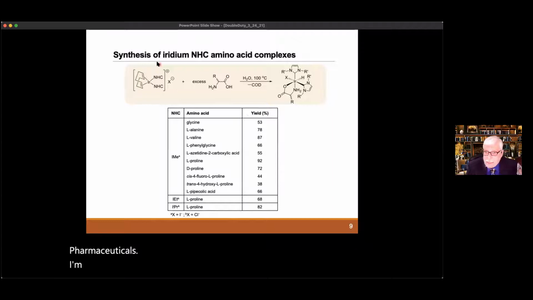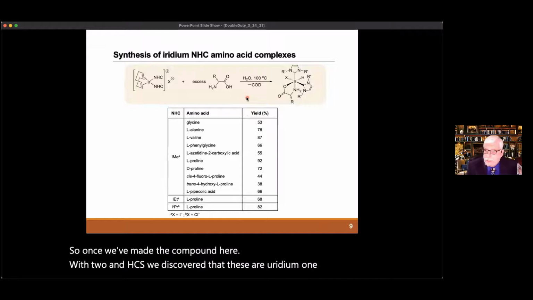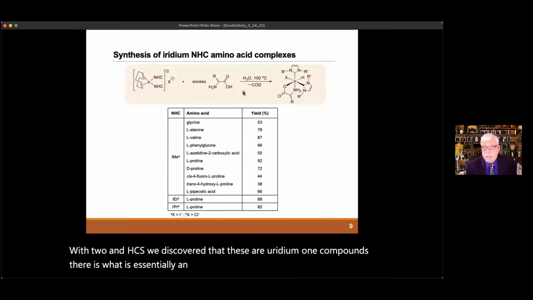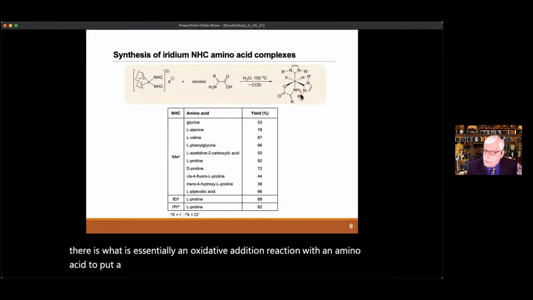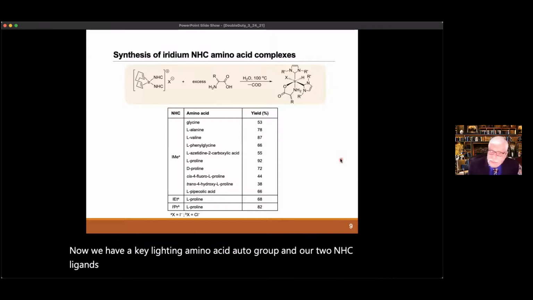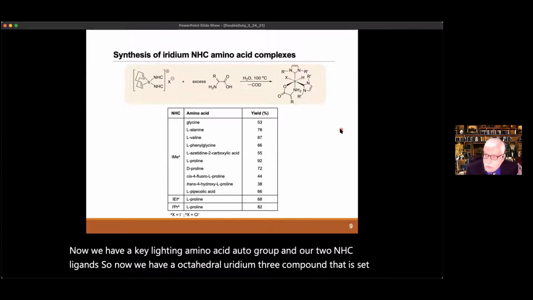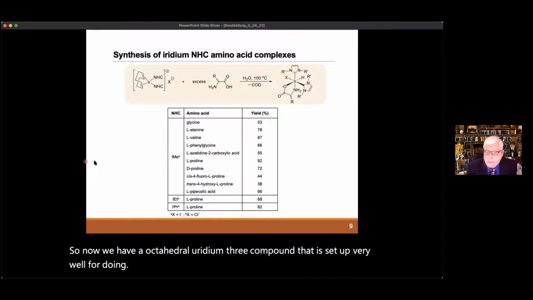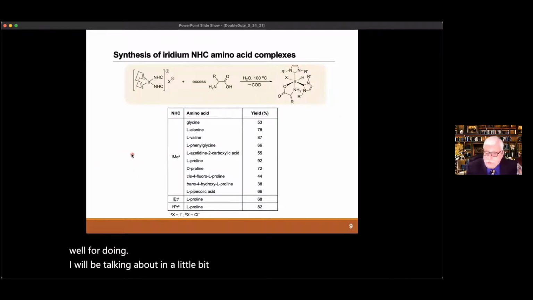So once we've made the compound here with two NHCs, we discovered that these are iridium-1 compounds. There is what is essentially an oxidative addition reaction with amino acid to put a hydride on the metal. Now we have a chelating amino acid dato group and our two NHC ligands. So now we have an octahedral iridium-3 compound that is set up very well for doing what I will be talking about in a little bit, the asymmetric transfer hydrogenation catalysis.